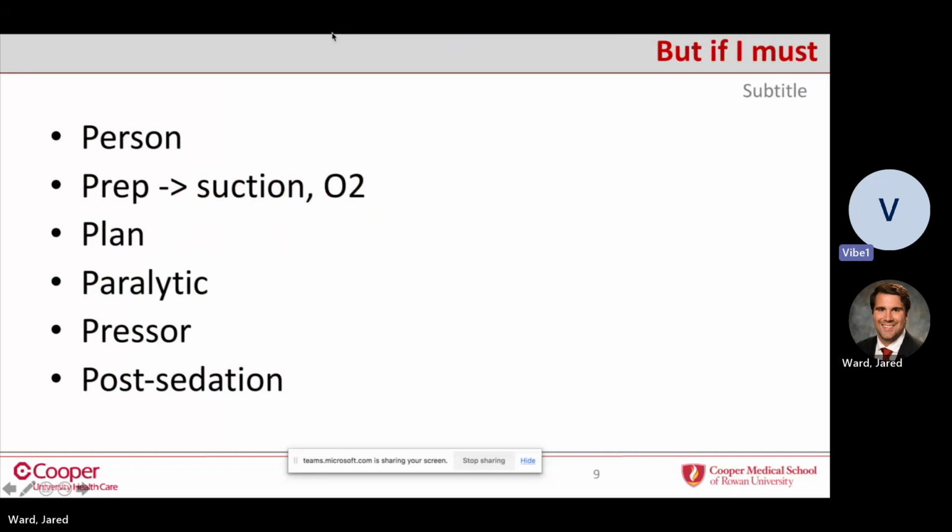You have to voice your plan to the other people in the room, because one, you say it out loud, and two, you're less likely to not do it because you've told everybody the plan. And when you deviate from that plan, people are going to be like, oh, I thought we were going to do this, and it holds you accountable, right? Your paralytic of choice, make sure you have pressors in the room and be generous with your post-intubation sedation, right?